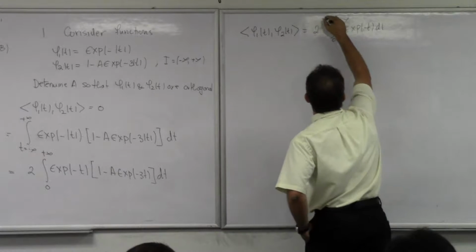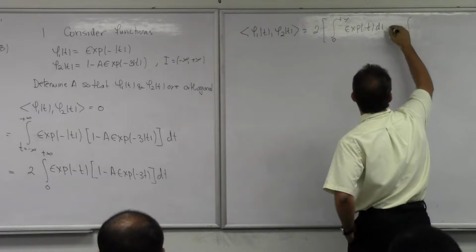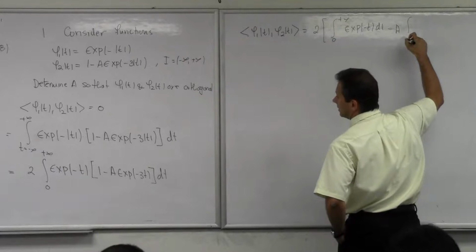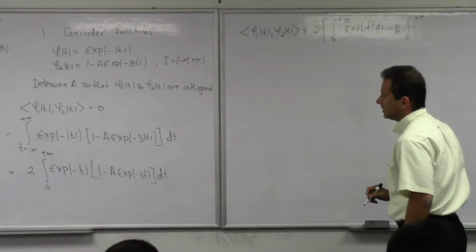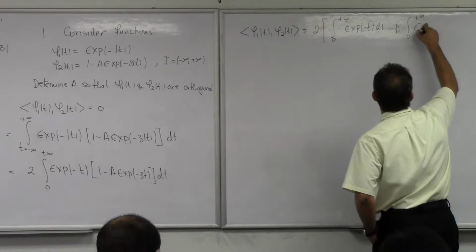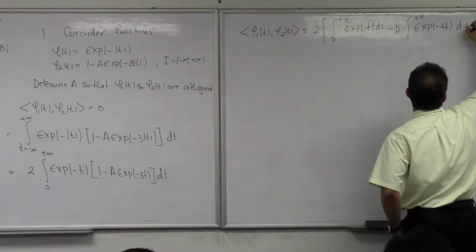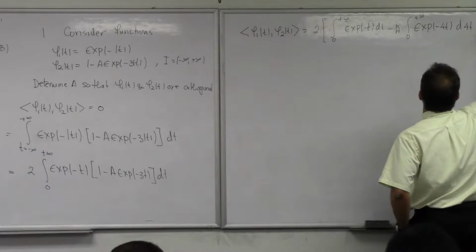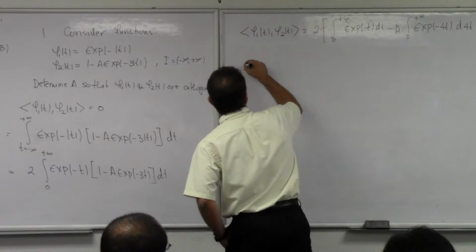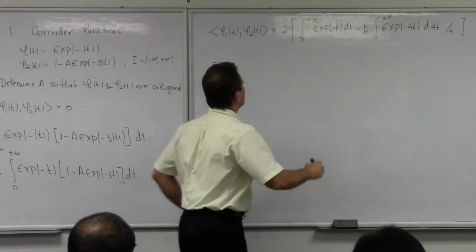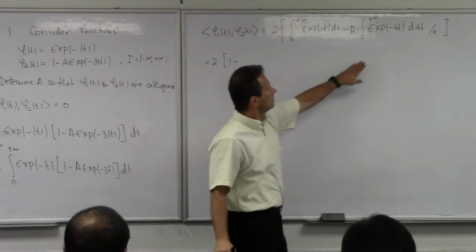And the second one is minus a integral from 0 to plus infinity of e to the minus t, e to the minus 3t, which is e to the minus 4t. And then I'm going to say right away, d4t divided by 4, to get that simplified. Now, what is the value of the first integral? 1. What's the value of the second?